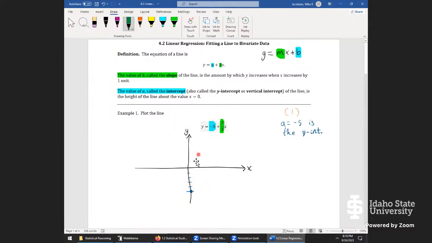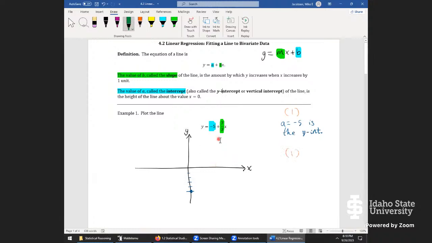If this was, say, a +3, we would have gone up 3 tick marks on the y-axis, and that would have been the first point on our line. Make sense so far to that stage? Okay, well, step 2 then. We're done with the y-intercept.